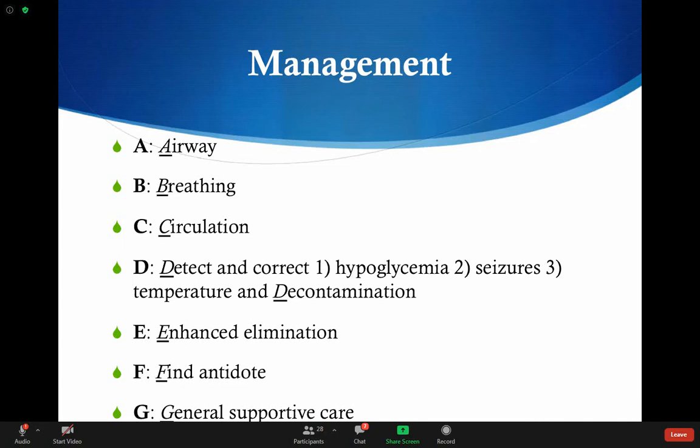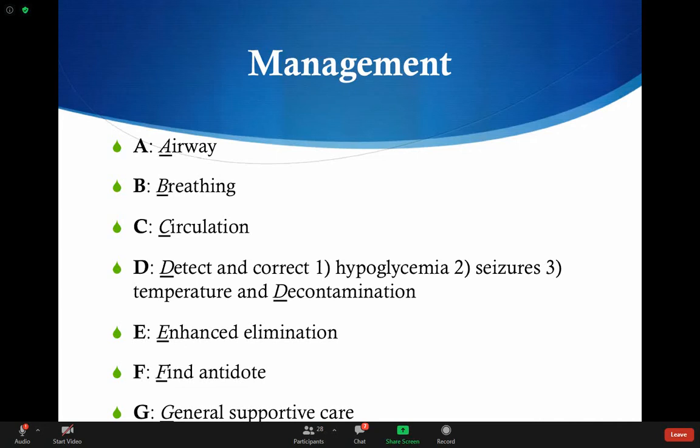Then seizure, we need to treat seizure rapidly in toxicology with benzodiazepines, because seizure causes acidosis, and then it's very difficult to treat the patient if we delay the treatment of seizure. Plus, we have to anticipate seizure with some medication. We know that antidepressants, antipsychotics, some drugs of abuse like cocaine can cause seizure. So we have to be ready for treating that.